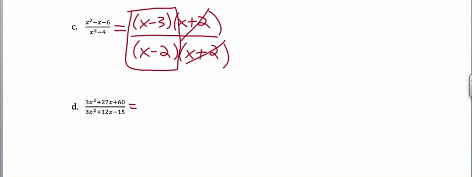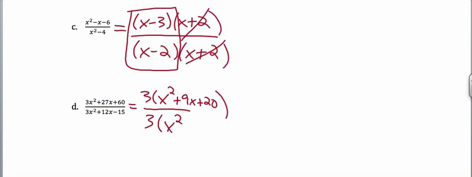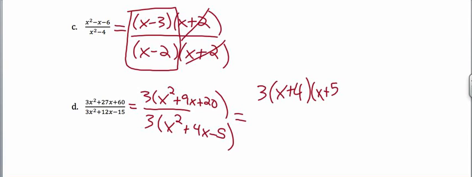In our second problem, both of these have a GCF of 3, which, yes, I'm going to be able to cancel out. Okay, so I get 3 times x squared plus 9x plus 20, and then I get x squared plus 4x minus 5 down here. And now I want to continue factoring. The top factors into x plus 4 times x plus 5. The bottom factors into x plus 5 times x minus 1.